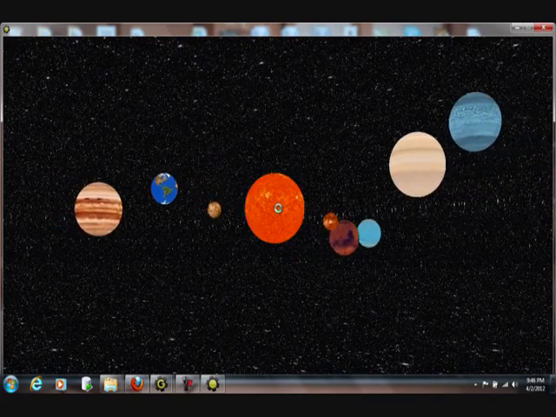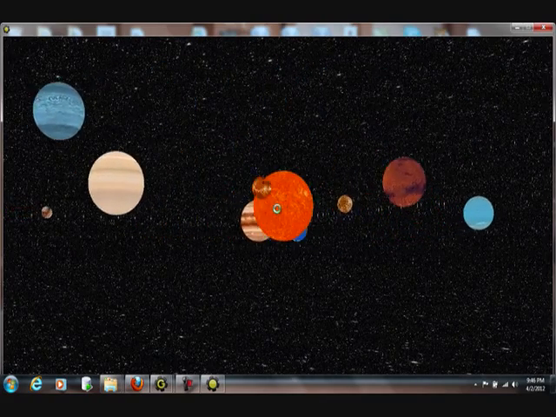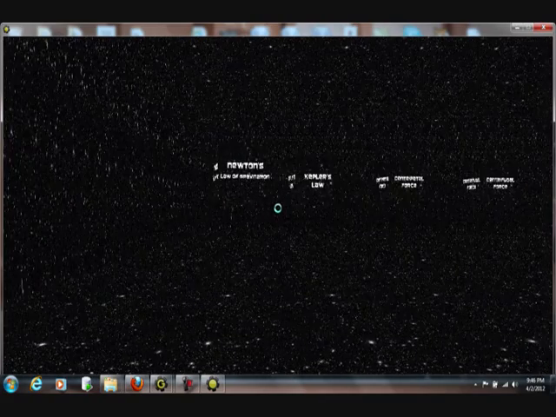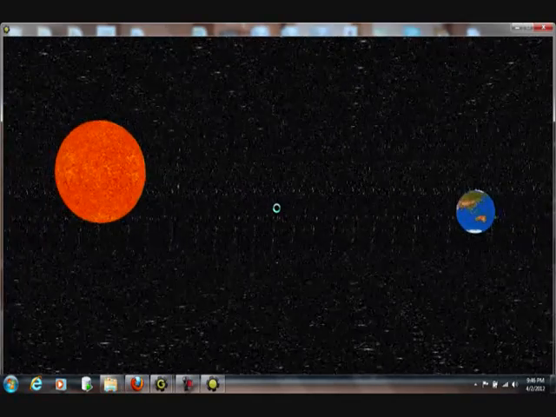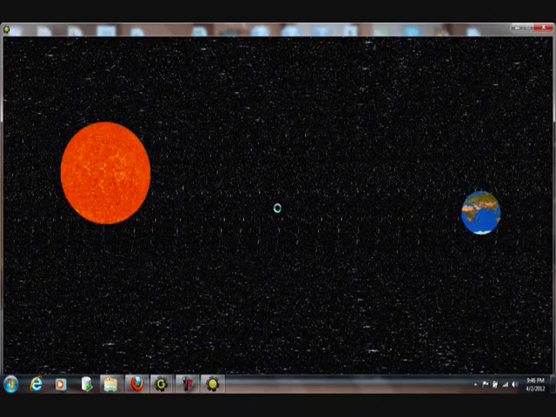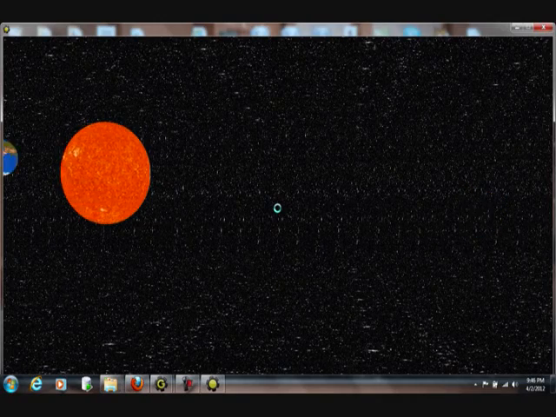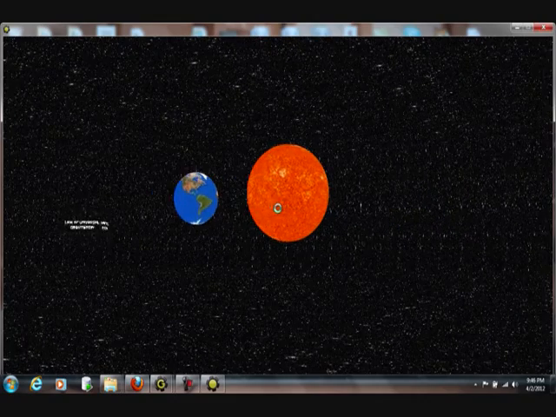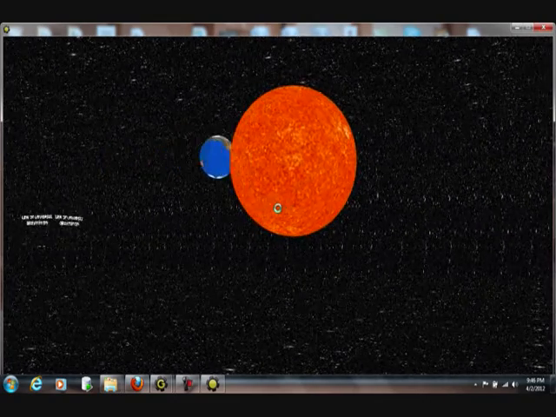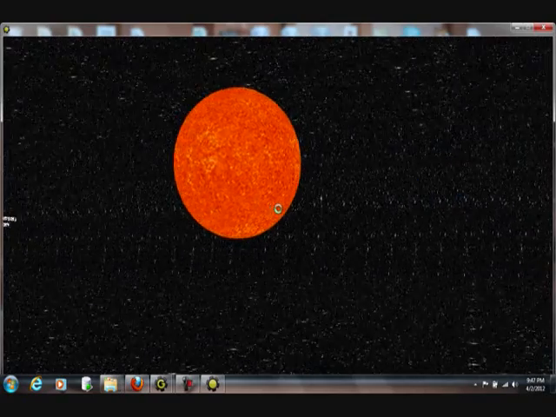Now, let's try to understand what Newton's law of gravitation states and try to understand its formula's significance. As you can see here, the Earth revolves around the Sun and rotates on its own axis as well while revolving. Now let's try and figure out how this happens.